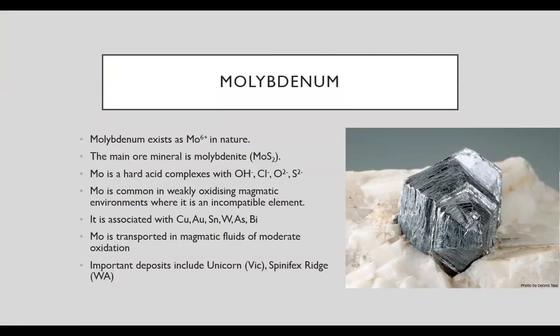Molybdenum occurs as 6+. The main ore mineral is molybdenite. Very soft, malleable, hard acid. Moly behaves as a hard acid, commonly associated with gold, copper, but also some tin and tungsten, and mostly transported in magmatic fluids.